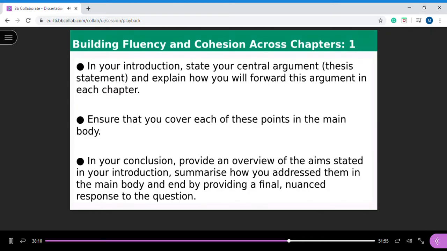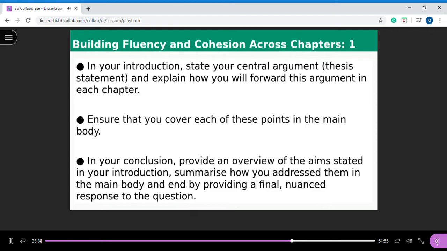From this point, each chapter should develop that argument by engaging with evidence and analysing relevant aspects of the subject. Your conclusion then provides an overview of the aims stated in your introduction, summarising how you address them in the main body, and ending by providing a final nuanced response. So you need this through line of, these are my aims, all the way through, just reminding the reader of them.